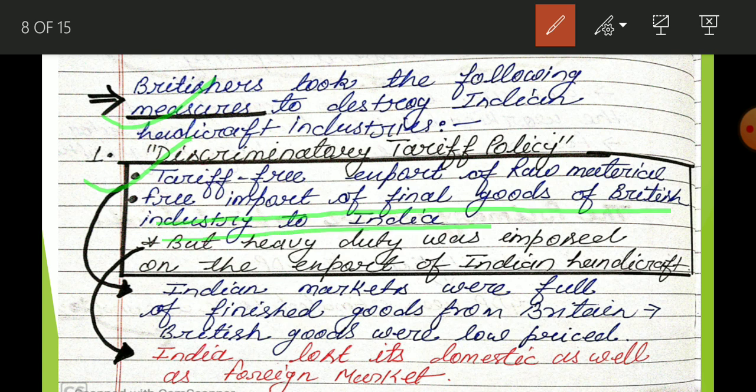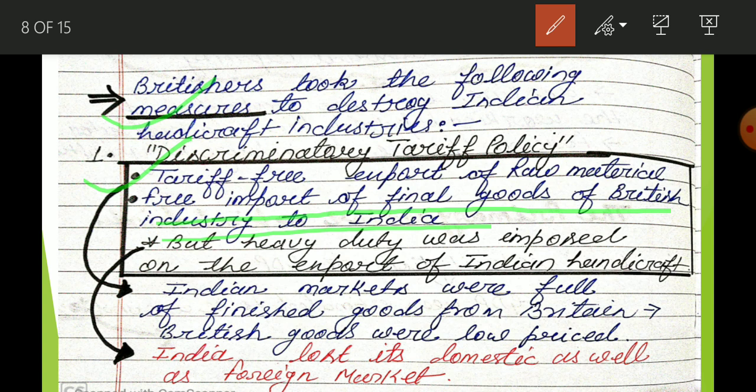So, when they are coming to India to sell their machine-made goods, they do not have to pay any tax. When they are going back to their country with raw material, they do not have to pay any tax. Same way, when they come back to sell their finished goods in India, again they do not have to pay any tax. In simple words, there is no tax for Britishers at the time of export, and also at the time of import.